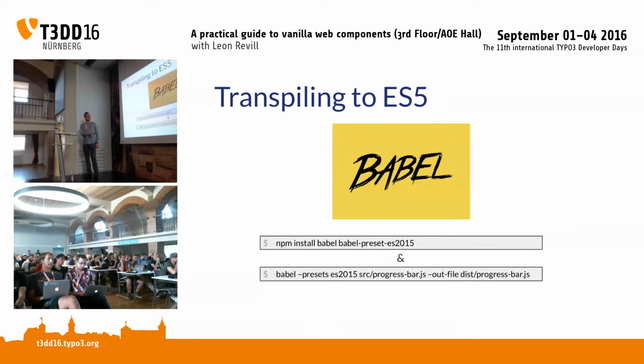You then point it at the ES 2015 web component file, the one we've just created. And then we specify where to output the transpiled ES5 code, and that's the file that we'll use in our projects, because then it'll be ES5, and it's going to work in all the browsers which don't yet support all of the ES 2015 features.